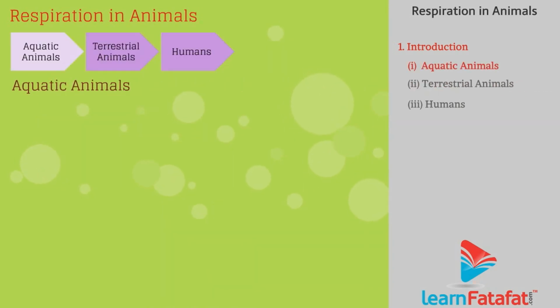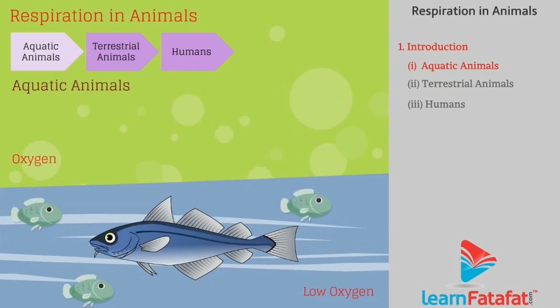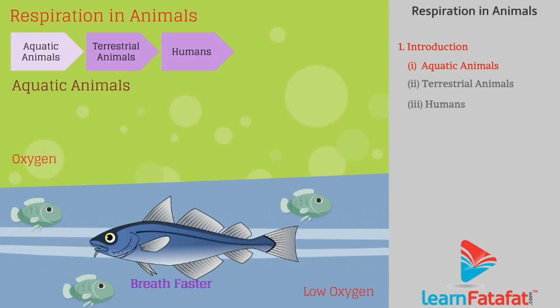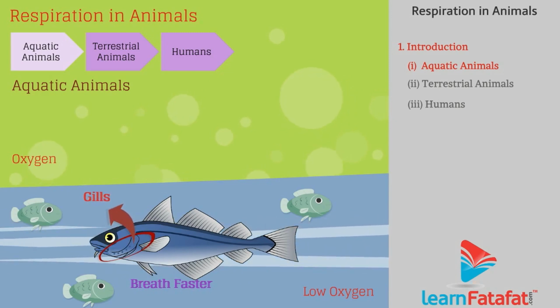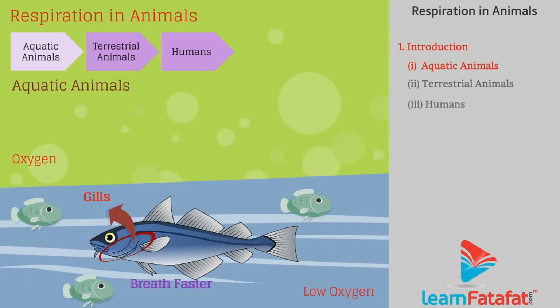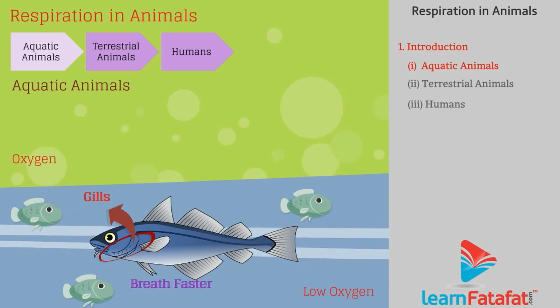Respiration in aquatic animals. The dissolved oxygen in water is fairly low compared to oxygen present in air. Hence, breathing in aquatic organisms is much faster than terrestrial organisms. They use gills to obtain oxygen from water and mix it in blood.